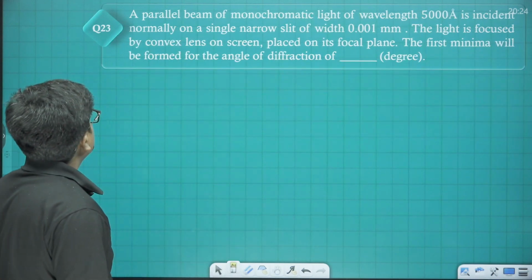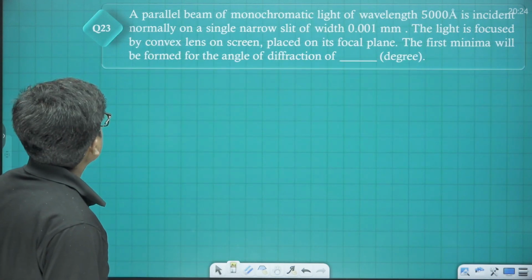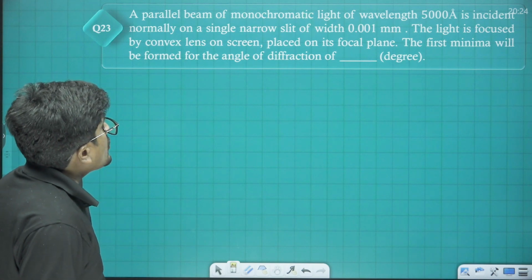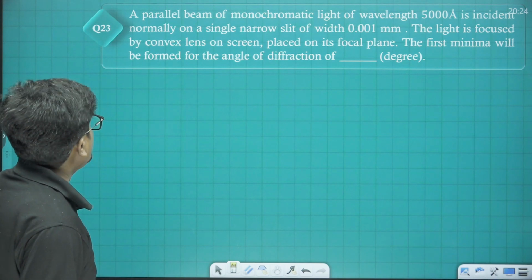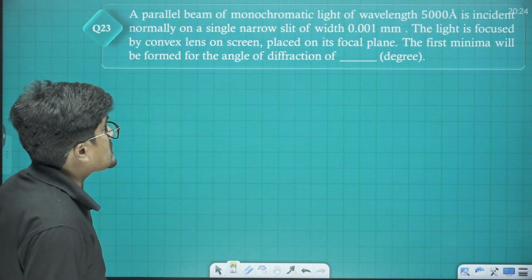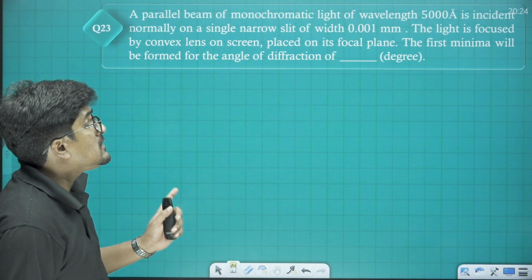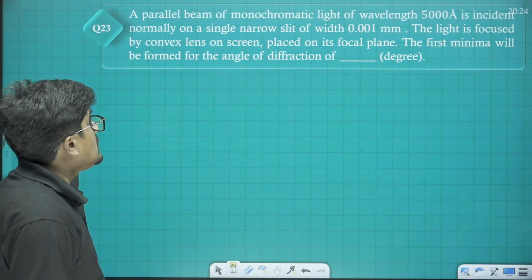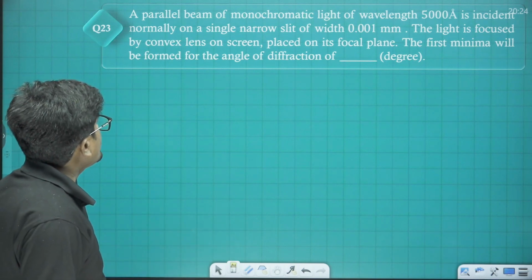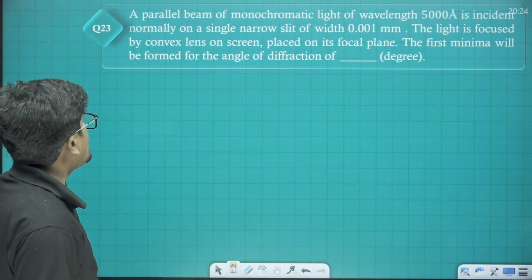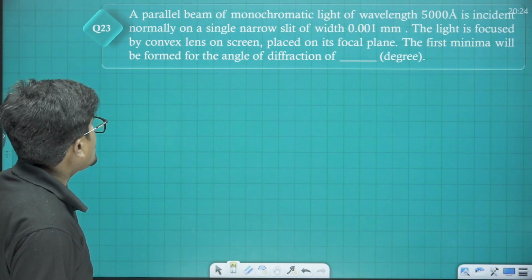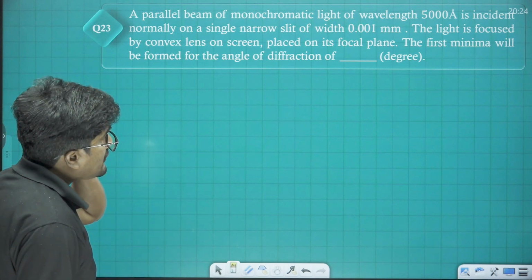Moving to the next, that is question number 23. The question says, a parallel beam of monochromatic light of wavelength 5000 angstrom is incident normally on a single narrow slit of width 0.001 millimeter. The light is focused by a convex lens on the screen placed on its focal plane. The first minima will be formed for an angle of diffraction of.